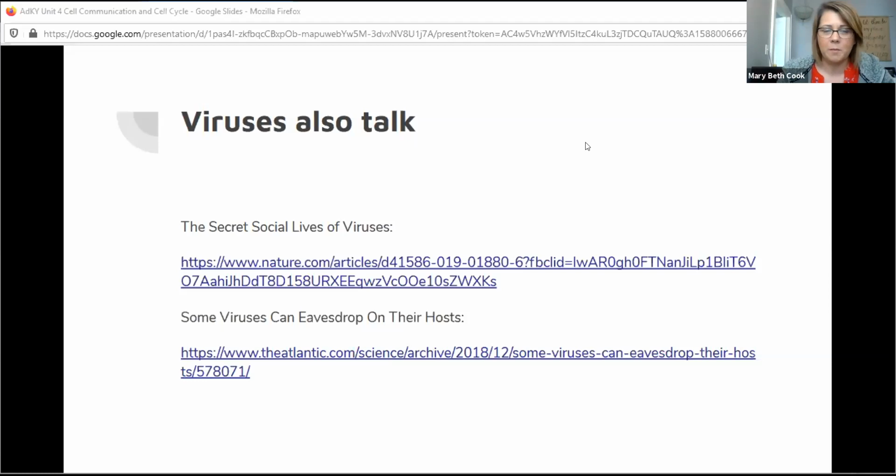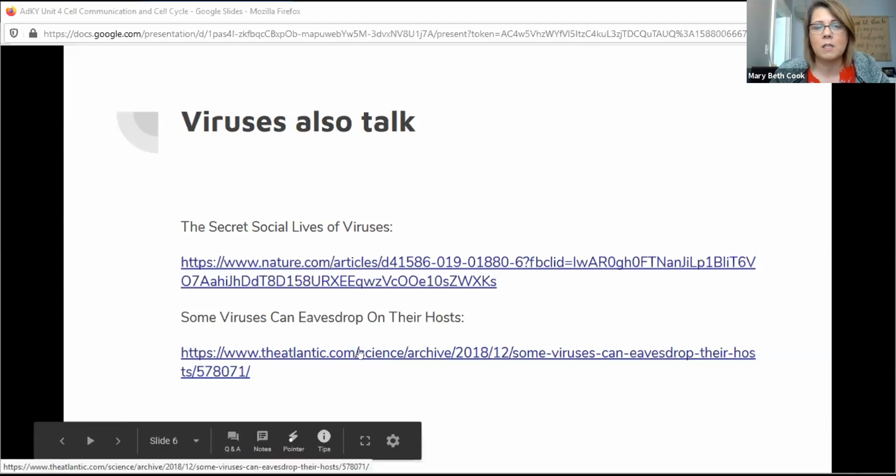There are two articles. The top one is The Secret Social Lives of Viruses. The bottom one is also Bonnie Bassler, that other link that I was telling you about. This is still her research team. She's looking into how viruses eavesdrop on our cells and can use that to figure out, should they be replicating and bursting out of our cells, or should they lay low? These are two interesting articles if you have the time to look at them.